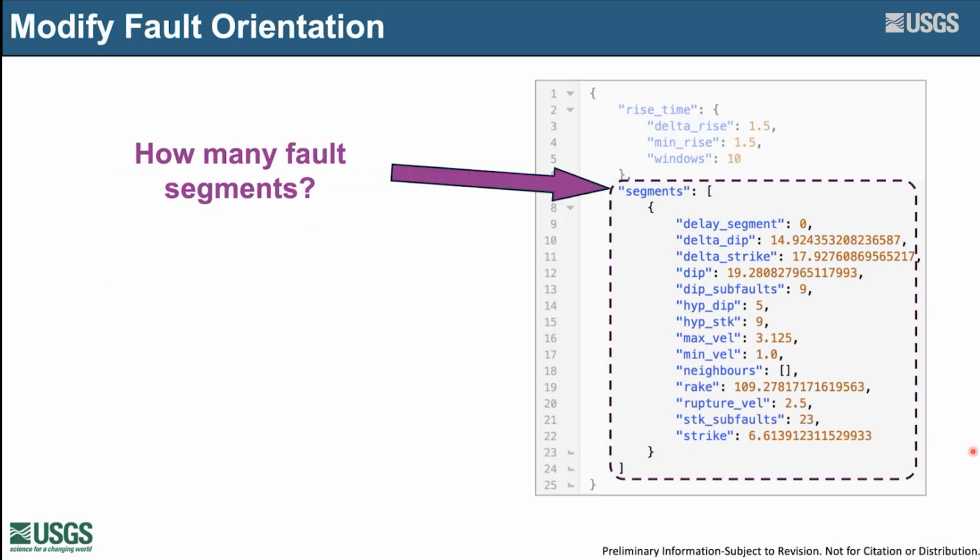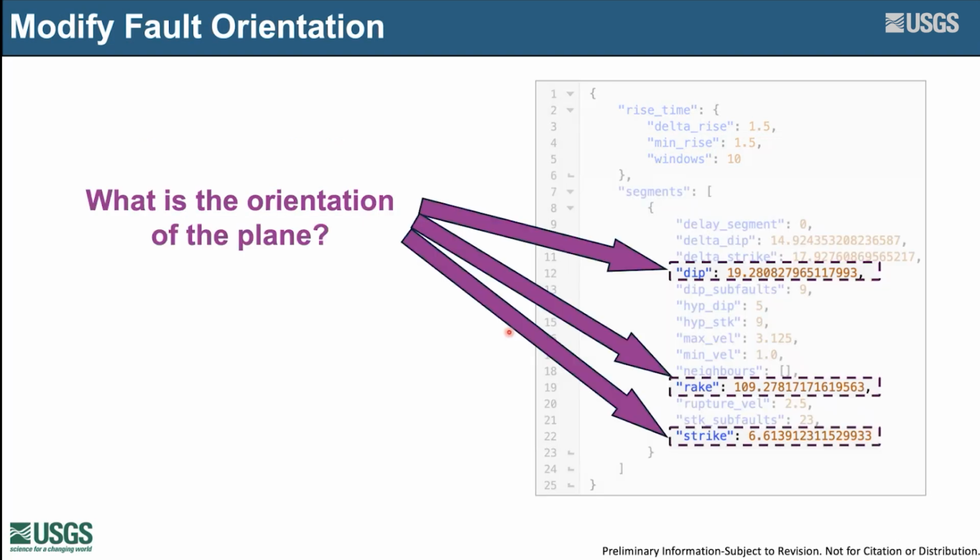First, you can see how many fault segments there are in the model. In every auto inversion, there will just be one fault segment. So like you see here, there's only one set of brackets. So this is just a single fault segment model. And the segment will have the orientation of the input moment tensor. So you can see here the dip, the rake, and the strike.